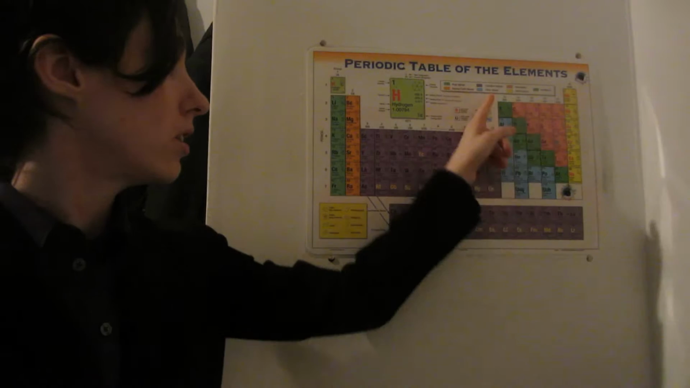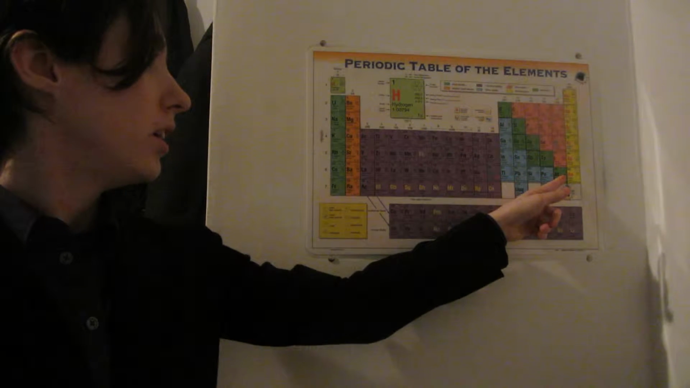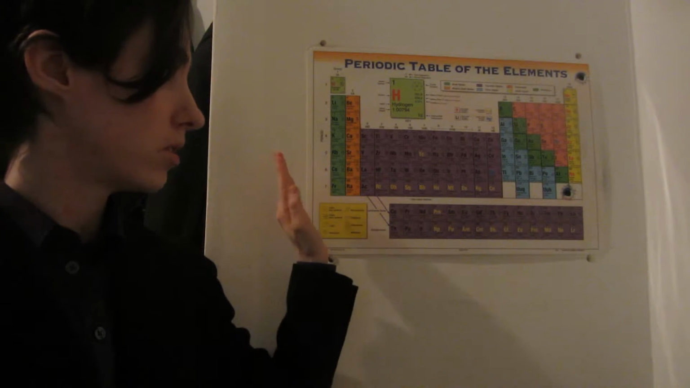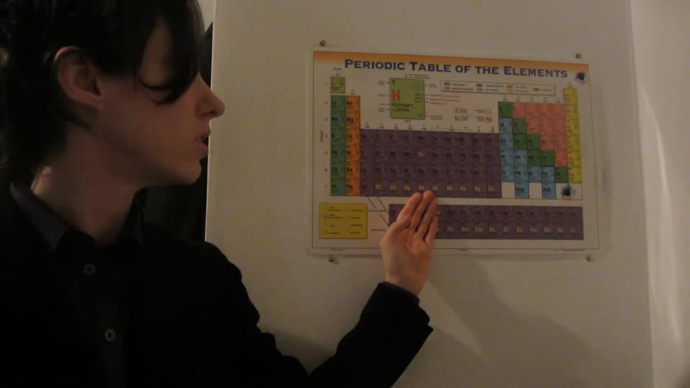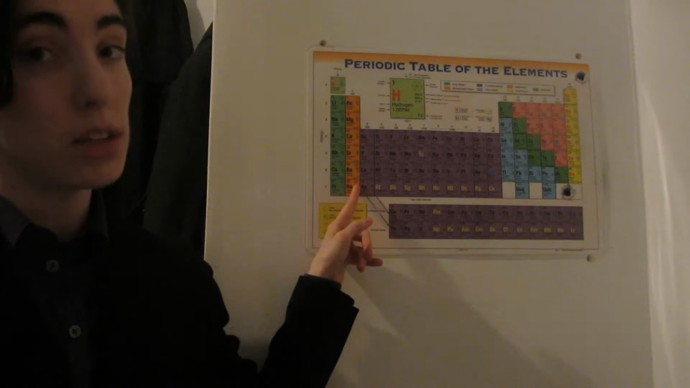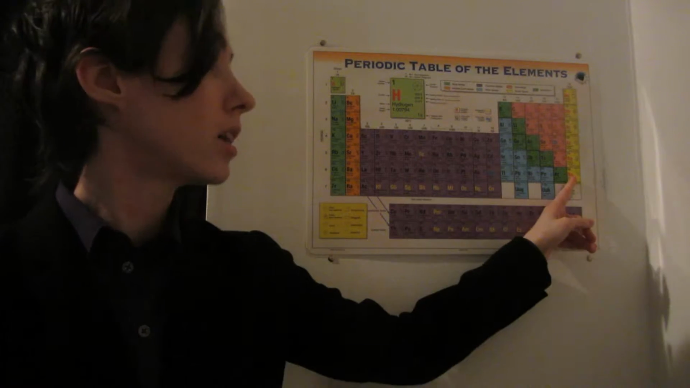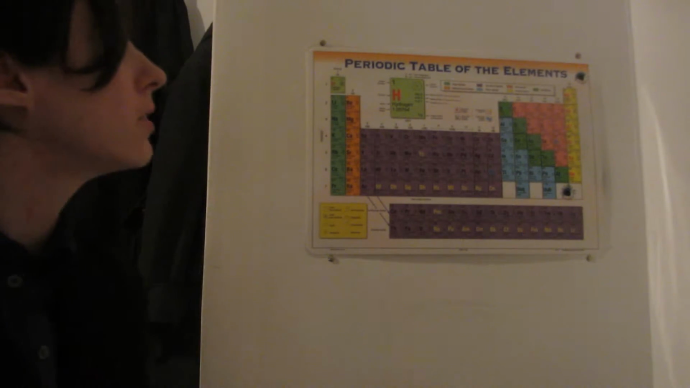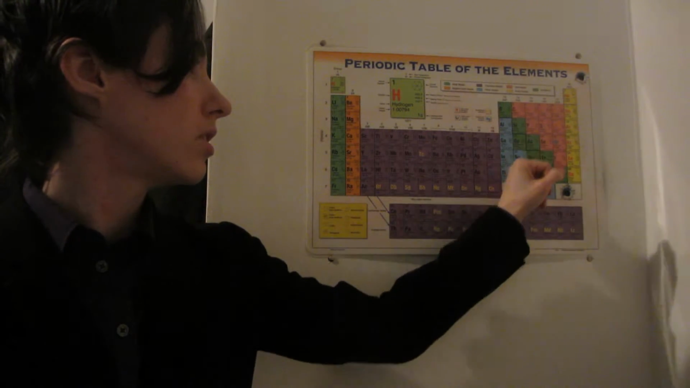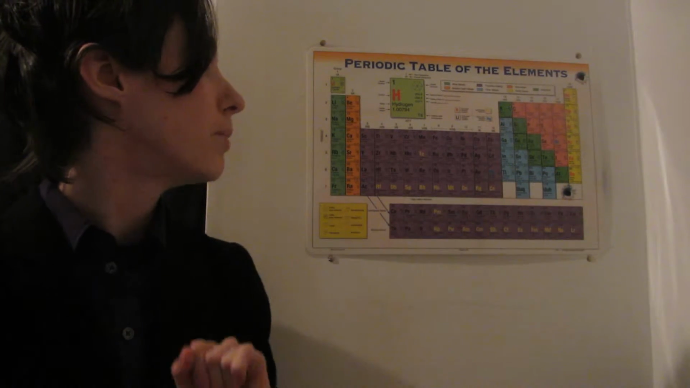Everything on the right of this zigzag line, right here, are nonmetals, and everything on the left is metals. The purple indicates transition metals. This is conveniently color-coded. Alkali metals, alkaline metals, noble gases, which appear as pairs in nature and are extremely non-reactive. Everything touching this zigzag line, with the exception of aluminum and polonium, are metalloids.